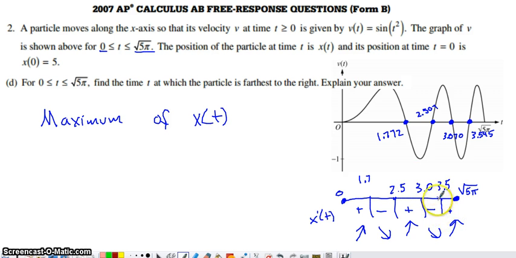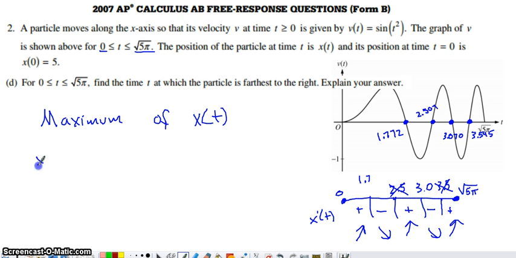We don't have to worry about 3.5. That's going to be a local minimum. Right? The local minimum has no chance of being the absolute maximum. Same thing about this one. Now, these are local maxes. 1.7 is a local max, 3.0 is a local max. So the maximum could potentially happen at those values.